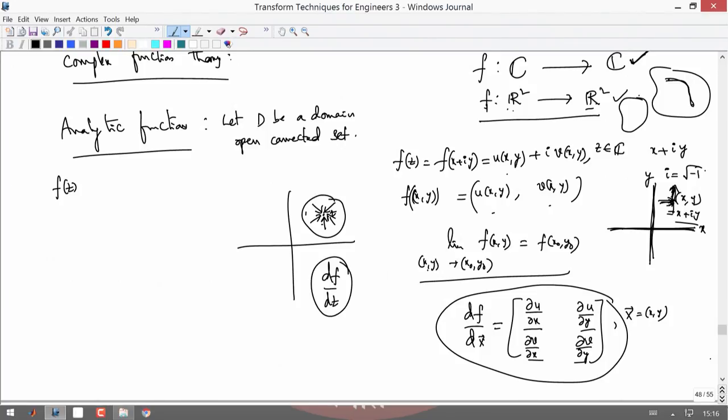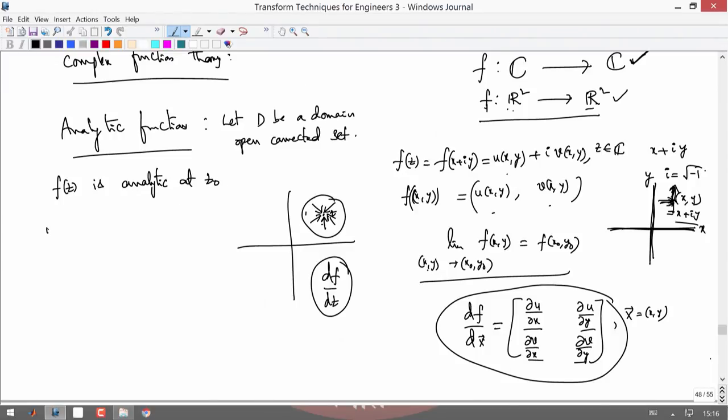For example, if you consider these two parts and I take this point, I cannot connect it by any curve which is entirely inside, because this part is outside. So this is not connected. An open connected set is called a domain. So if you have a domain, f(z) is analytic.